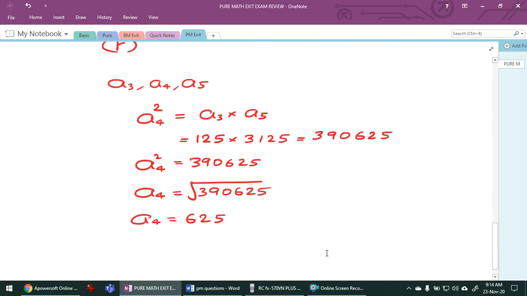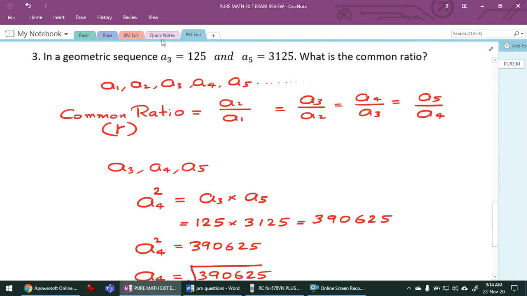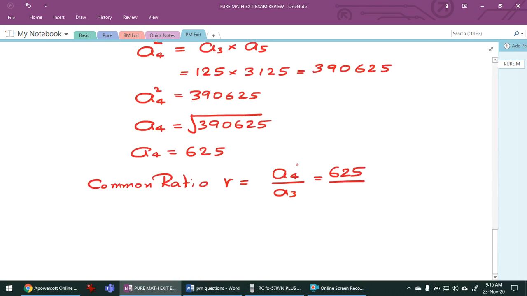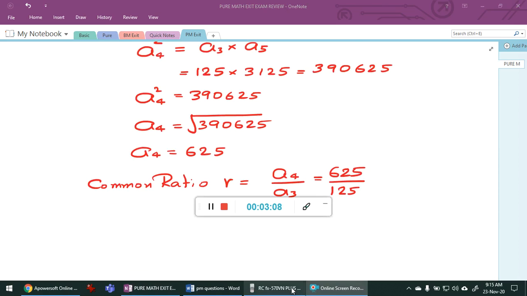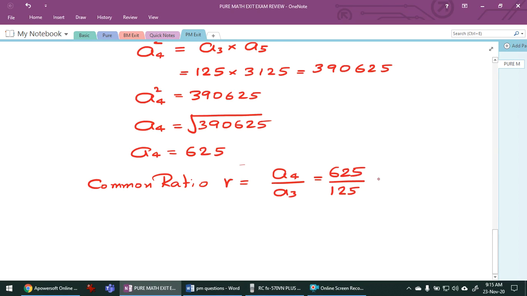Now how will you find the common ratio? Now we can find it. Common ratio R equals A4 by A3, because we know the value of A4 and A3. So this is 625 divided by, what is A3? A3 in the question is 125. So we will write 125. Now what is 625 by 125? 625 divided by 125 will give you 5. So the common ratio is 5.